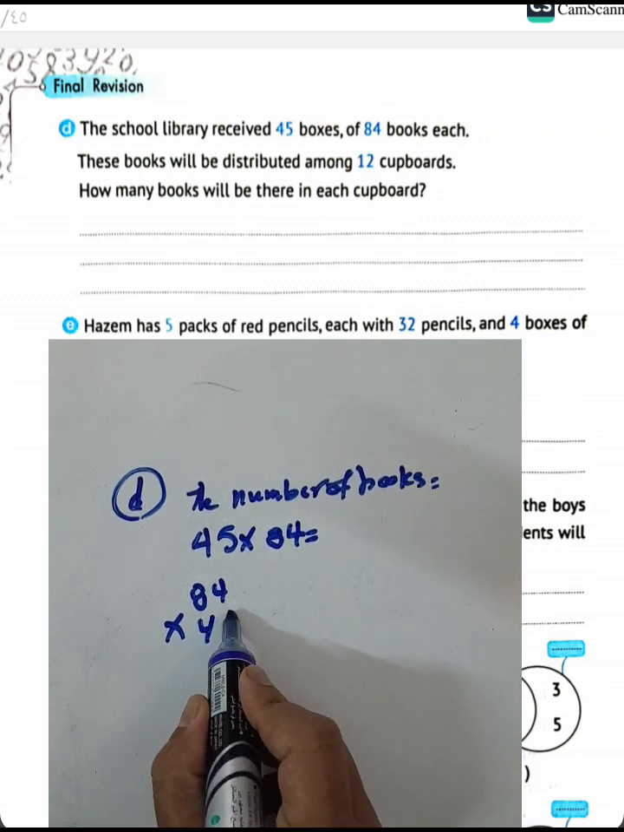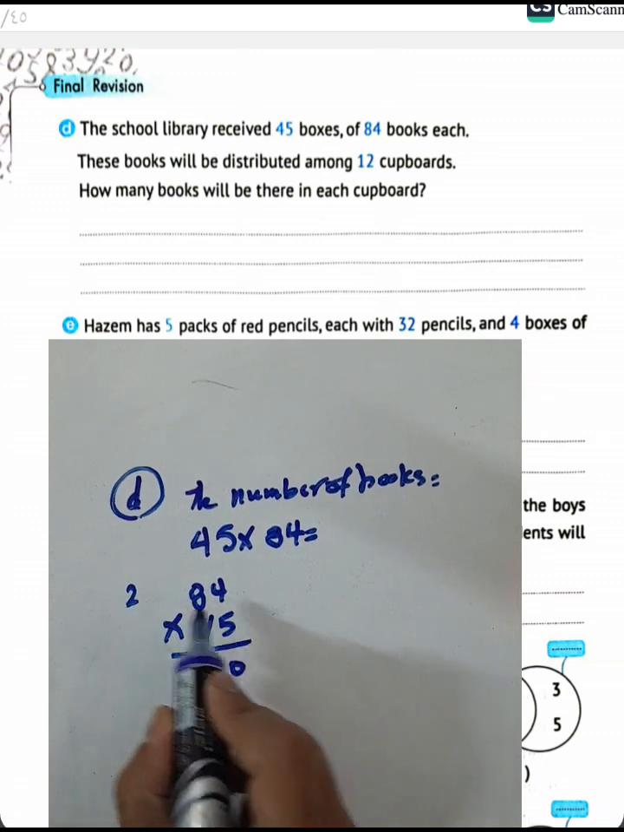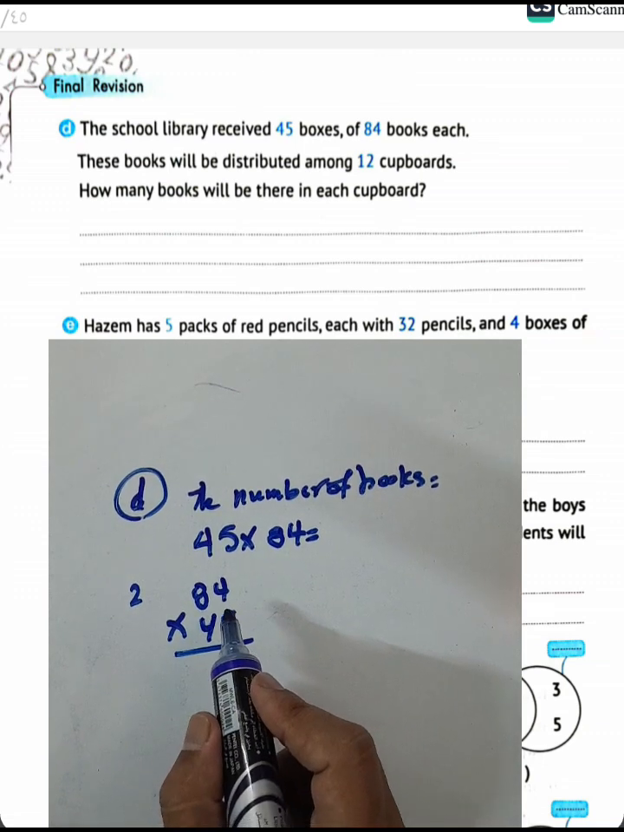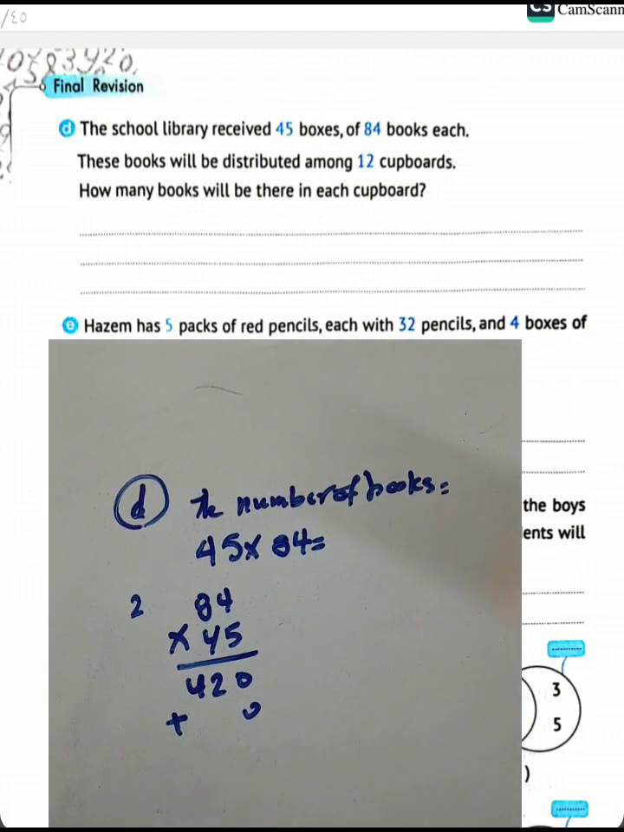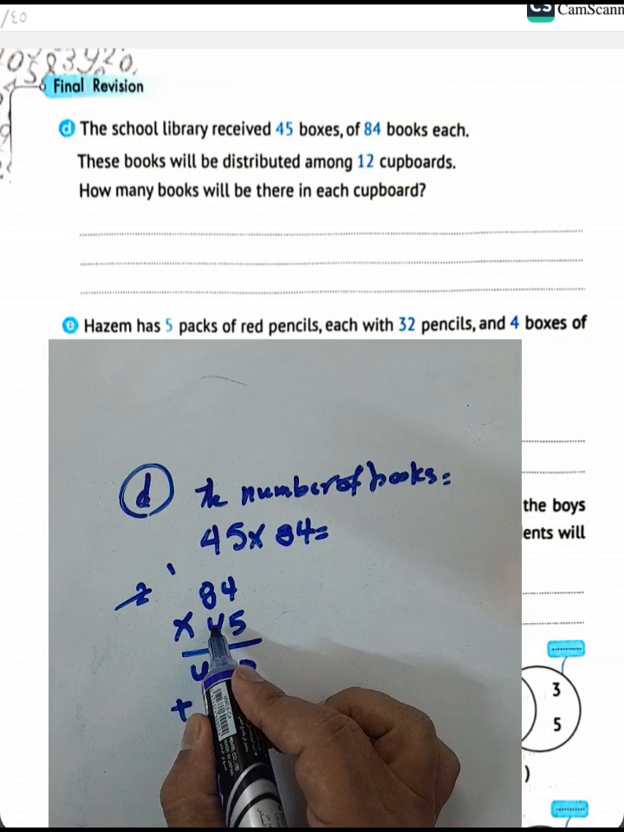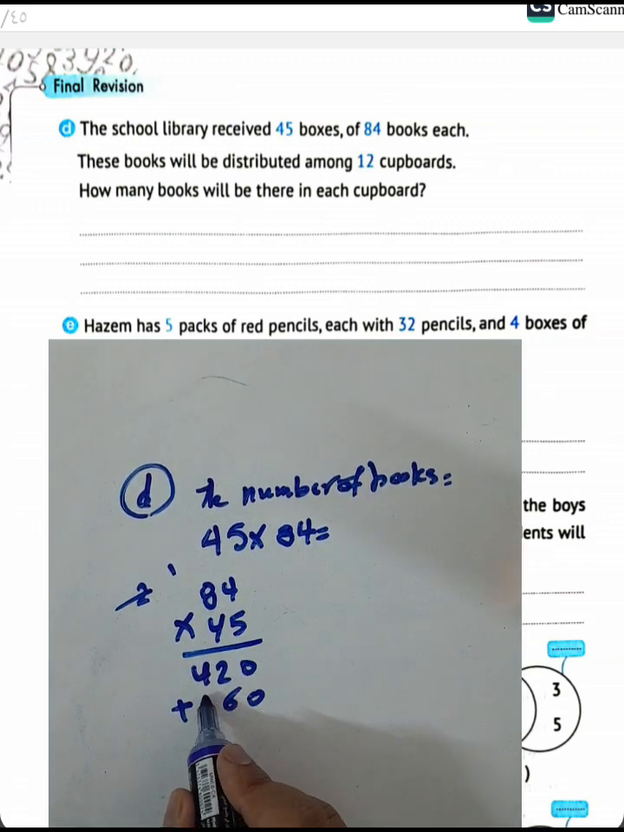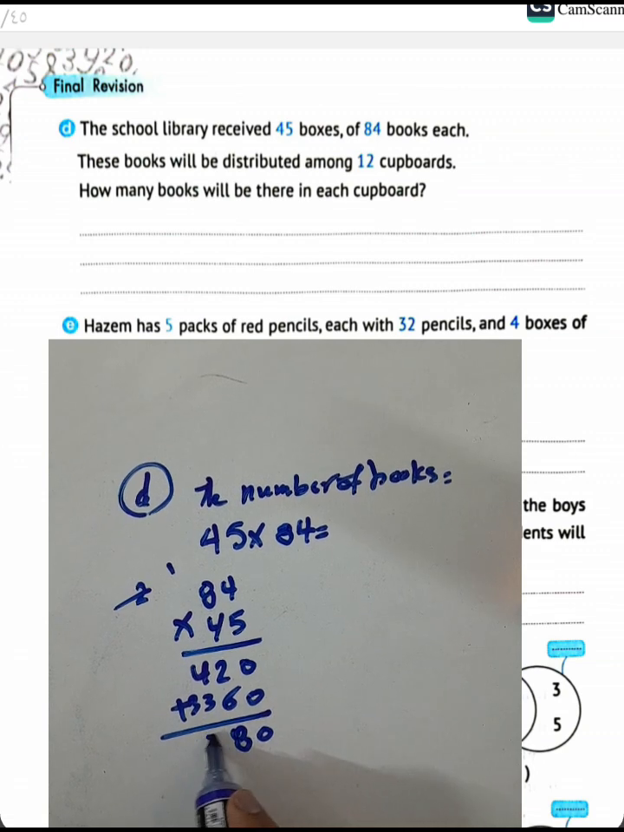84 times 45. 4 times 5 equals 20. Write 0 and carry 2. And 5 times 8 equals 40. 40 plus 2 equals 42, and then write 0 here. 4 times 4 equals 16, write 6 and carry 1. 4 times 8 equals 32 plus 1 equals 33. 0, 6 plus 2 equals 8, and 4 plus 3 equals 7, and write 3.